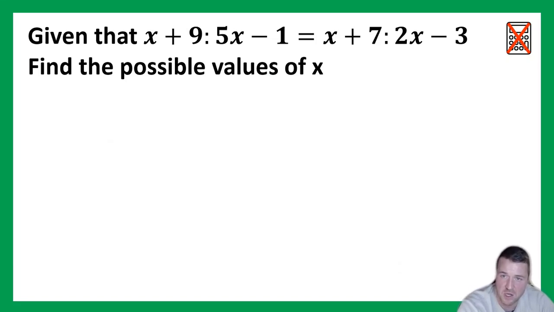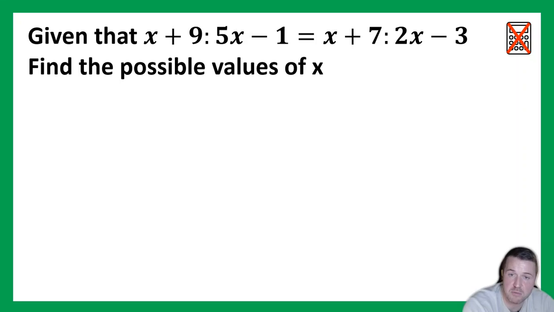Given that x plus 9 to 5x minus 1 is equal to x plus 7 to 2x minus 3, find the possible values for x. At first glance, not immediately obvious to be an algebraic fractions question, as the algebraic expressions are hidden within the format of ratios. We can use the proportionality between ratios to help set up an algebraic fractional equation.